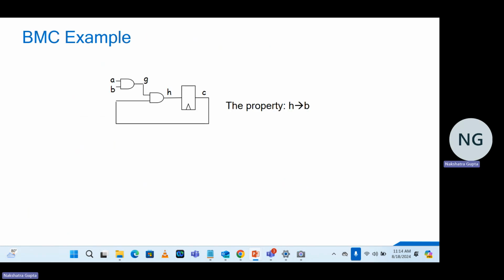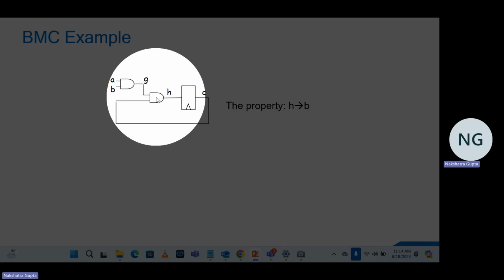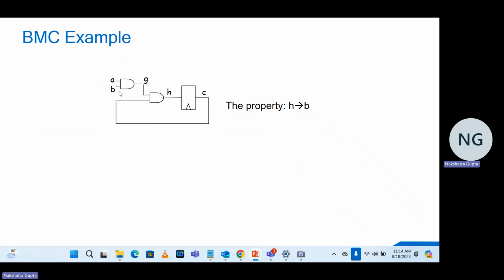So let me show you an example. This is a very simple circuit, and our property is H implies B. For this circuit, it always holds; it doesn't depend on the latch. If H is 1, we have two elements here, so B must be 1. So the property holds. But let me show you how it is translated to SAT.